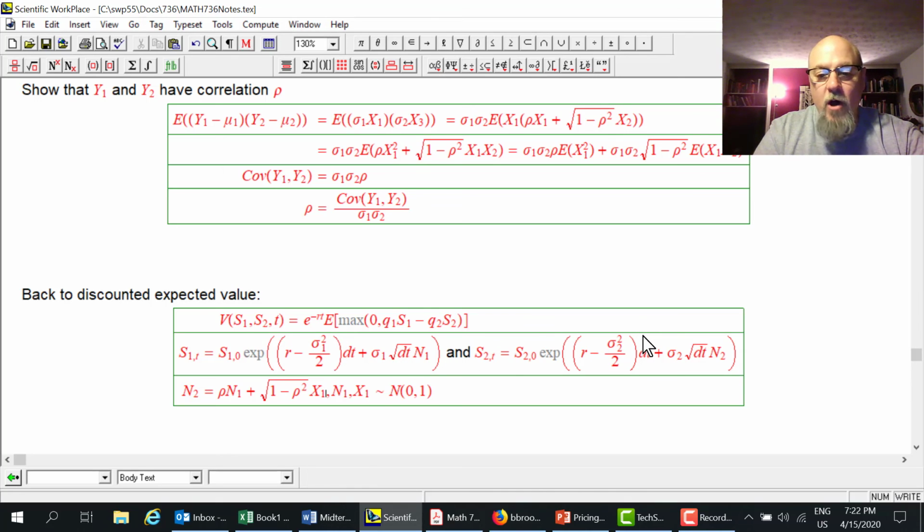Generate like 1,000 possible future stock values, calculate the payoff, take the average, that's the expected value, average of the payoffs, and discount it. Boom, we can do discounted expected value for basket options with two stocks. There are ways to generate correlated random numbers for more than two. They're just extensions of the method that we've already got. Right now, we're just concerned with pricing that exchange option.